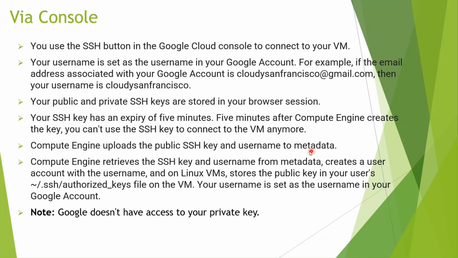It will update the metadata of our instance, telling the username and the public key of whoever has tried to log into the VM. From the metadata, Compute Engine retrieves the SSH key and username, and it creates a user account with that username. On Linux VMs, it stores the public key in the .ssh/authorized_keys location on the VM, and your username is set as the username in your Google account. So if this is your user email, it will create a username like this. And Google doesn't have access to your private key, so we don't have to worry about that at all.